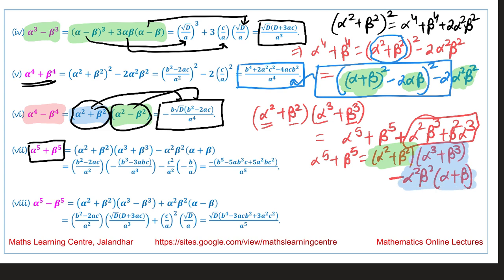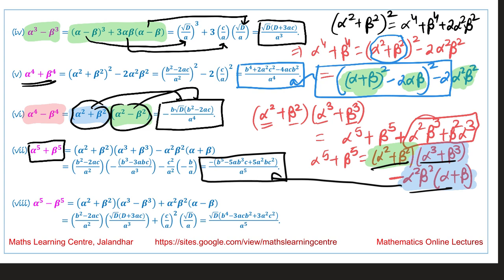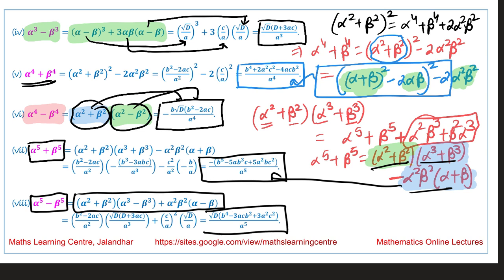So if we substitute the corresponding values in these formulas, we will obtain the final answer in this form. And similarly we can calculate the value of alpha raised to the power 5 minus beta raised to the power 5 using this formula, and the answer we have is in this form.